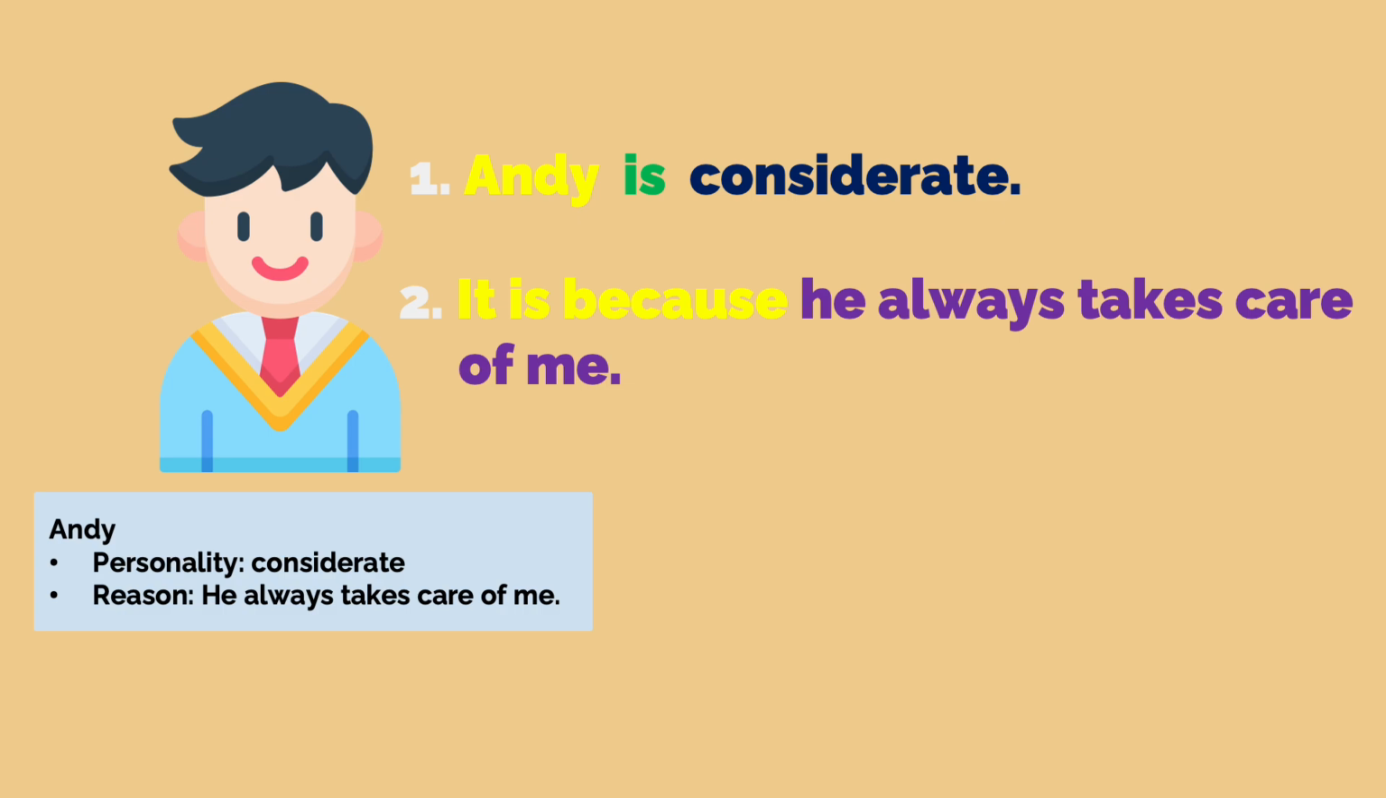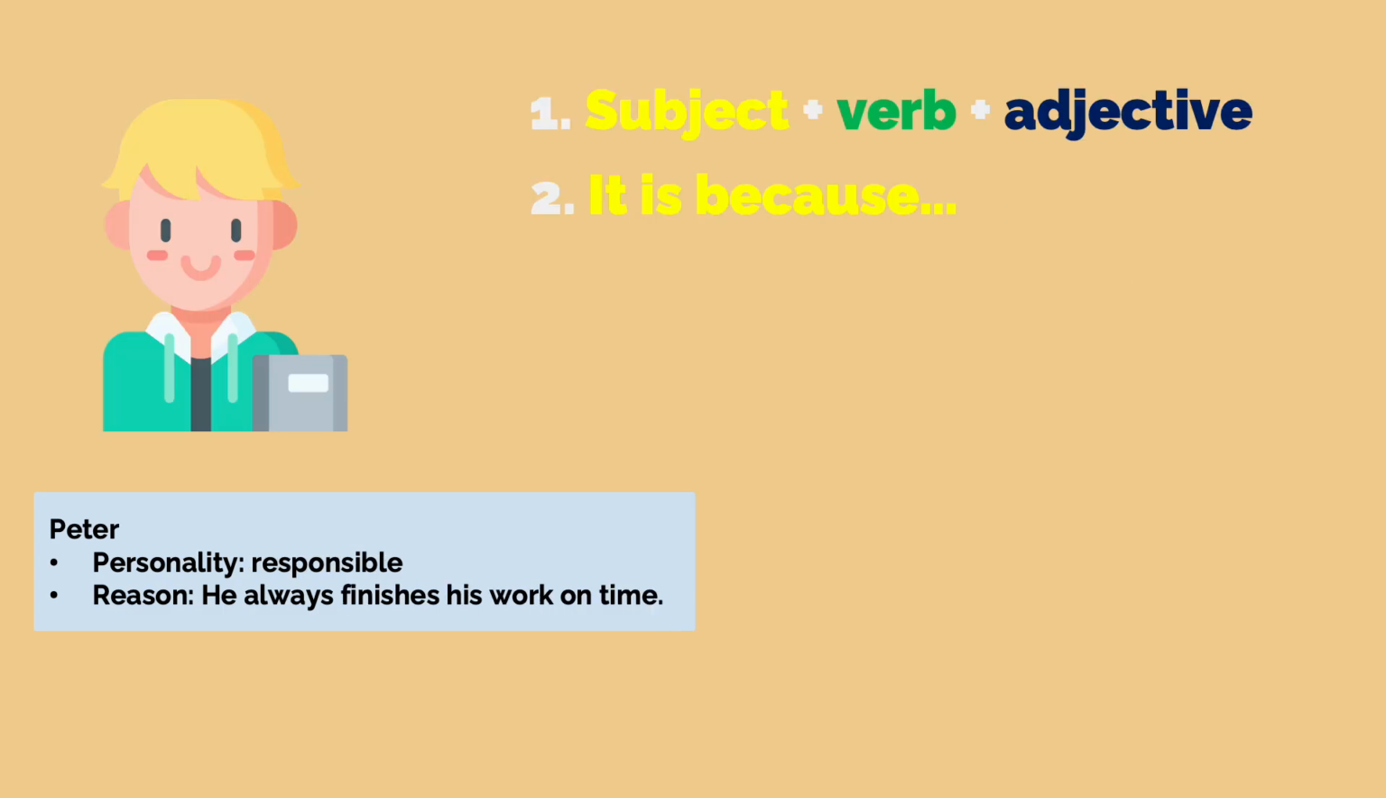Let's check the answers together. So first of all, to describe Andy's personality, we can say Andy is considerate. Andy is the subject, the person whom we are describing. Is the verb, and considerate is the adjective. And to explain why Andy is considerate, we can say it is because he always takes care of me. This sentence explains why Andy is considerate. Let's try one more question.